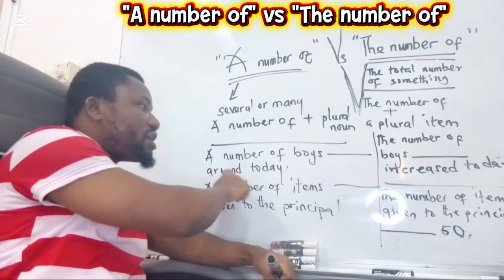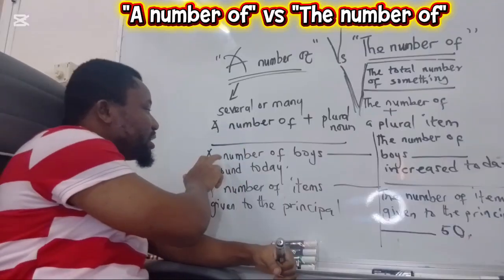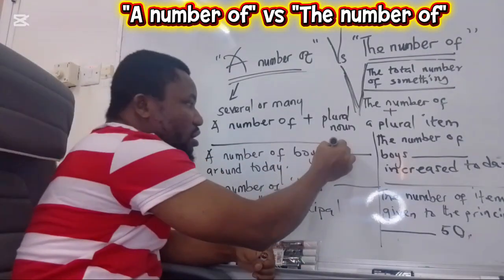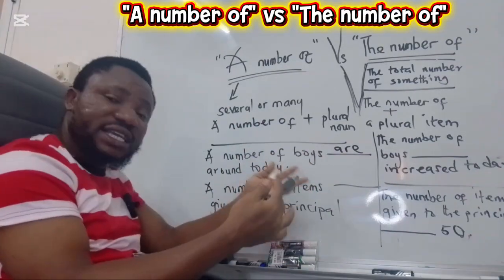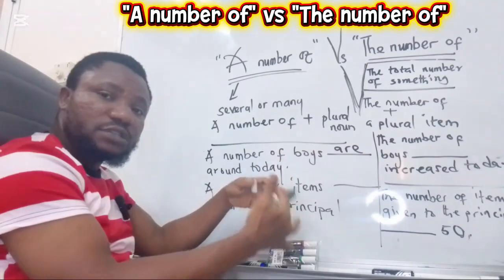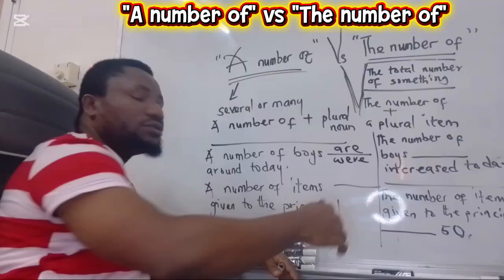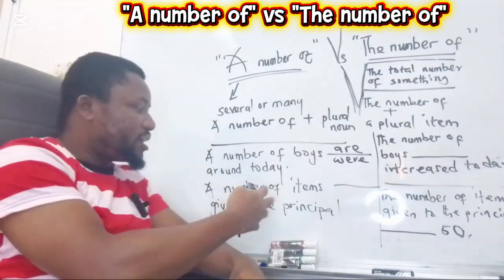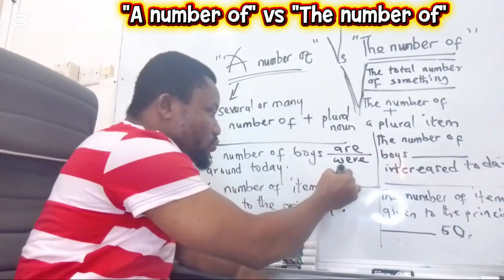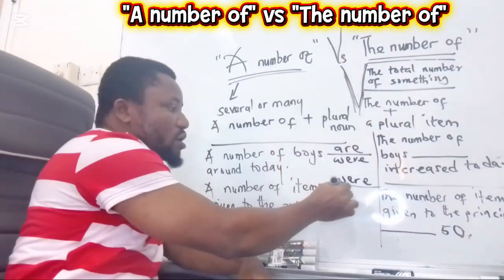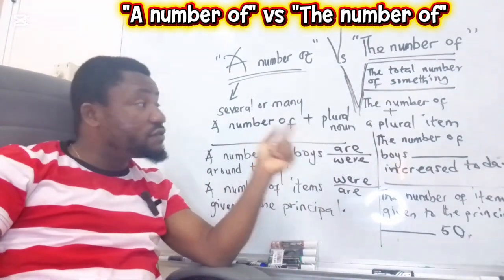So remember, when you have "a number of," the next verb has to be a plural verb. So the answer here will be something like, a number of boys are around today. And that is if this is in a present situation. But if this is a past situation, then you have something like, a number of boys were around today, maybe earlier today. And here you have a number of items were given to the principal, or are given to the principal. That is how the structure of "a number of" works.